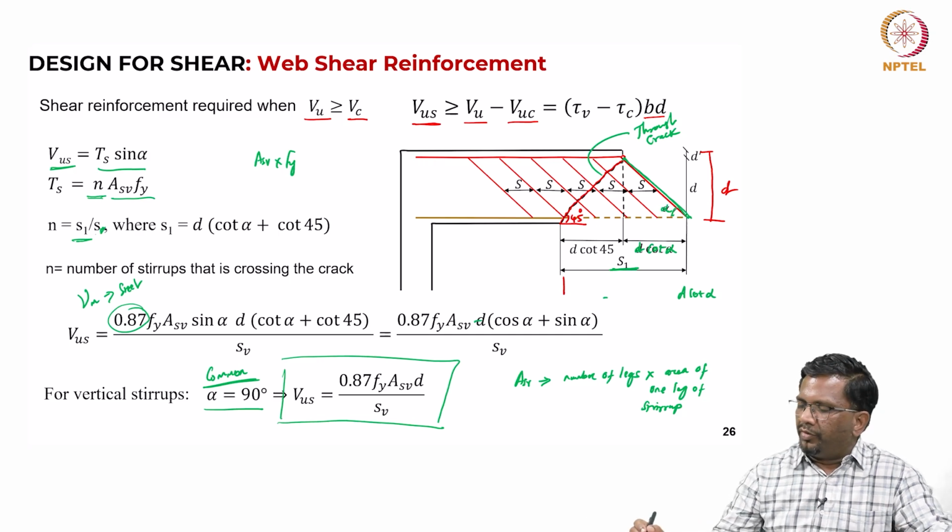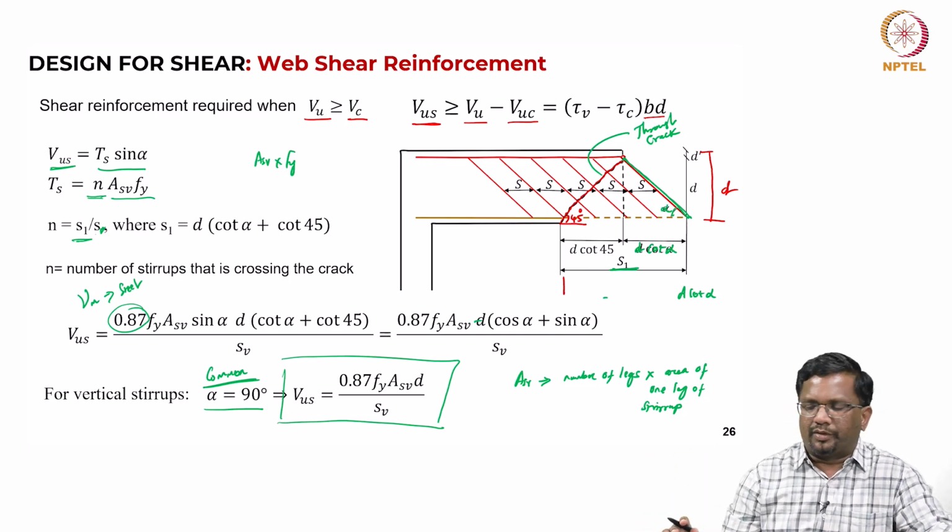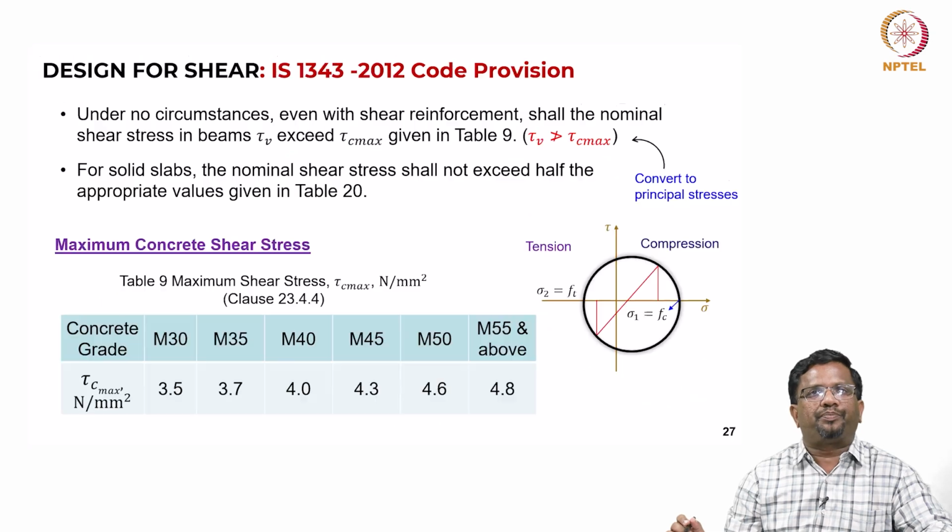Okay. So, if you have 2 legs, it is 2 into the area of one leg, right. So, that is how we get this ASV.